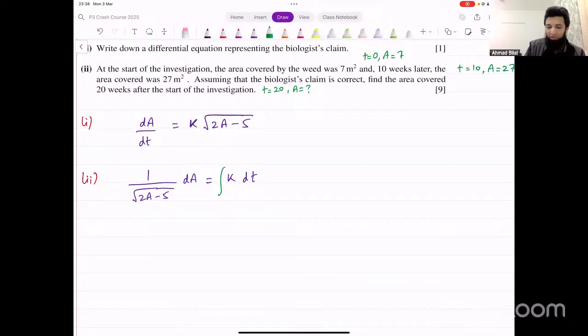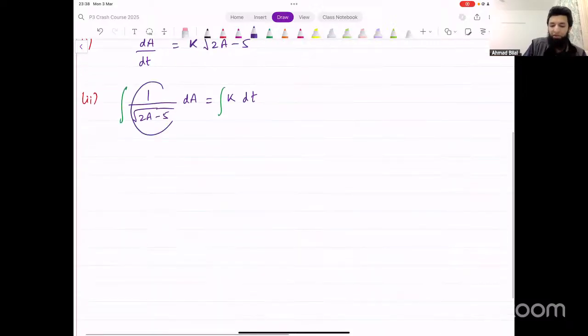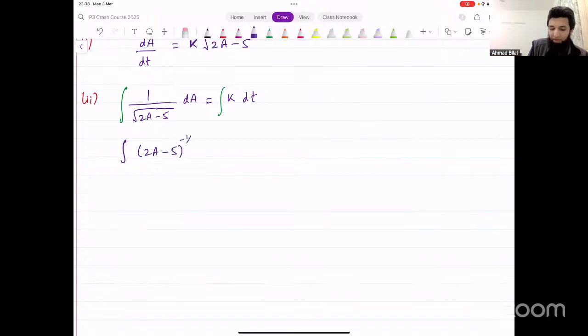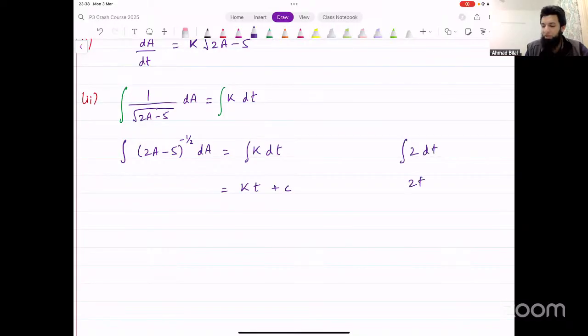We integrate both sides. Now, how do we integrate the left-hand side? We can use the power rule for this. We would first have to write it in the power form like this: 2A minus 5 whole raised to the power minus 1 over 2. On the right side, we have integration of k with respect to t. What's the integration of k with respect to t? It is kt plus c. K is just a constant, right? So it's just like saying integration of 2 with respect to t. That's just 2t, right? So if it's k, that becomes kt plus c. And that's what we have on the right side.